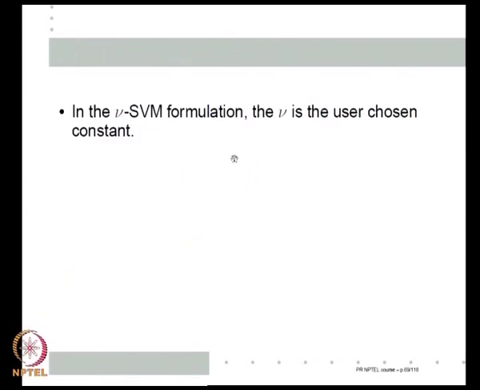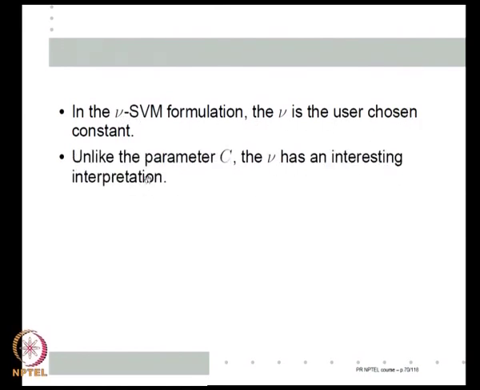So, the nu in the new SVM formulation is a user chosen constant, and unlike the parameter C, the nu has an interesting interpretation. Nu will be between 0 and 1, and if nu is not between 0 and 1, this will not have a solution, because nu has to be equal to summation mu i, and the mu i are always between 0 and 1 by n.